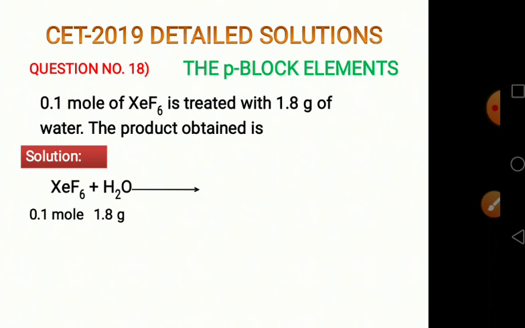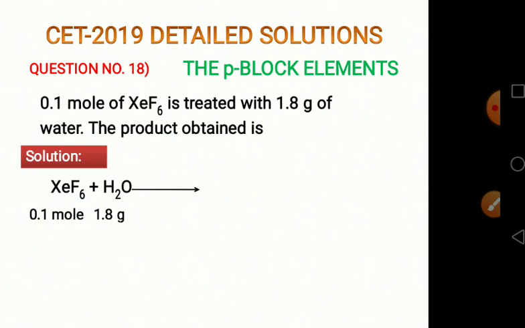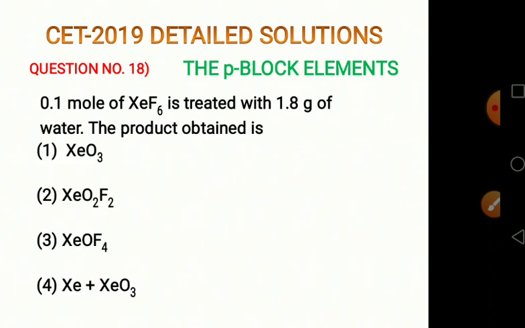Let us convert this 1.8 gram into mole. How to do this? See, 1.8 gram is equal to how many moles? Mole is equal to what? Mass by molecular mass. Hence 1.8 is the mass, 18 is the molecular mass of water, so you will get 0.1 mole. The meaning is that 0.1 mole reacts with 0.1 mole. What was the hint I told? When it is 0.1 mole, the product should be XeOF4. So XeOF4 is the product. So remember, the answer for this question is XeOF4, that is third option.